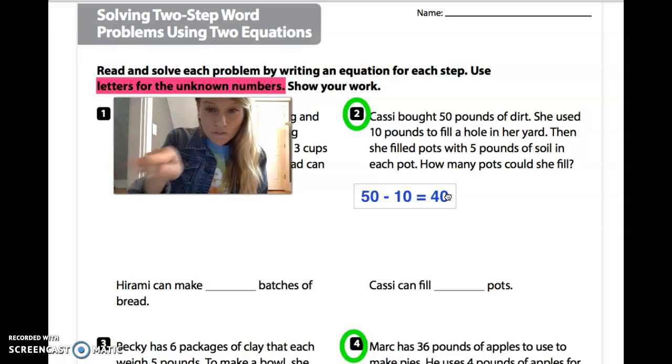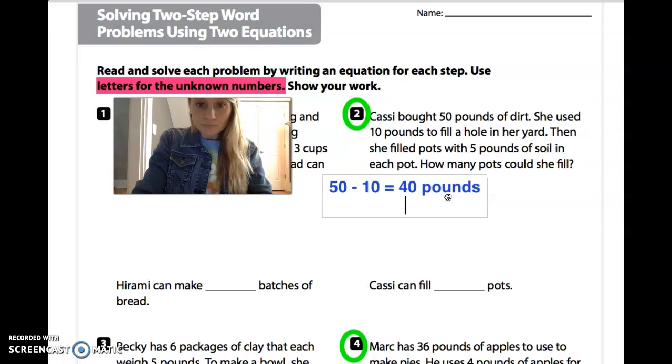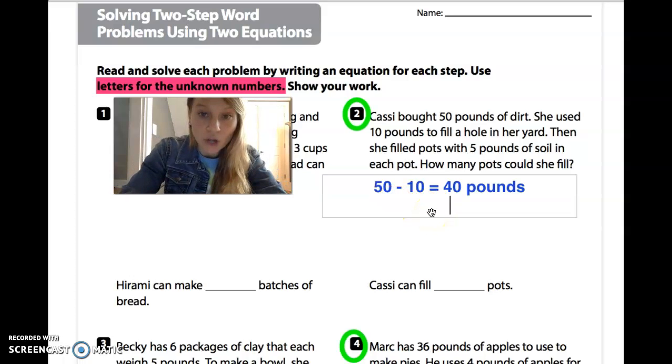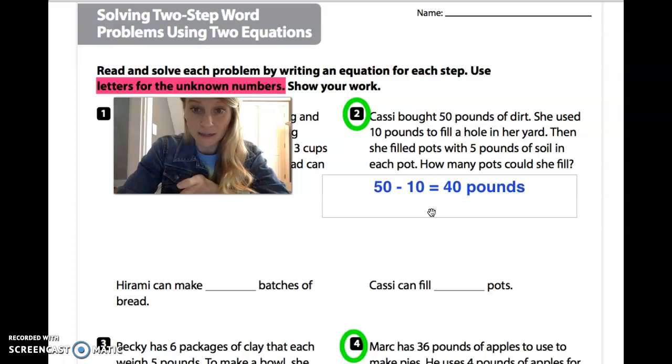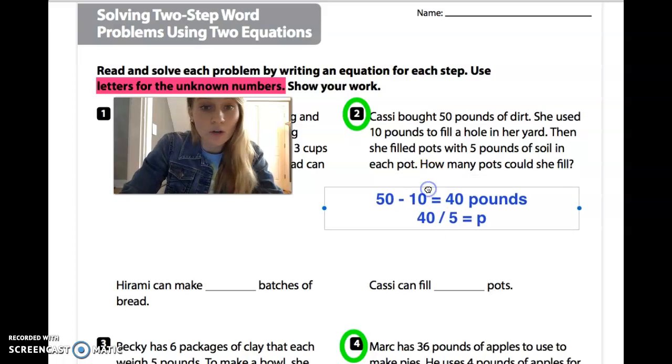Then with these leftover 40 pounds, I'll put pounds right here. Then after the 40 pounds is left, what does it say? I filled all of my pots with 5 pounds each. But the thing is, I don't know how many pots. I have no idea. So that's going to give me a clue. I know I have 40 pounds. So 40 divided by 5 equals, I'm going to put the letter P, which means I have no idea how many pots.